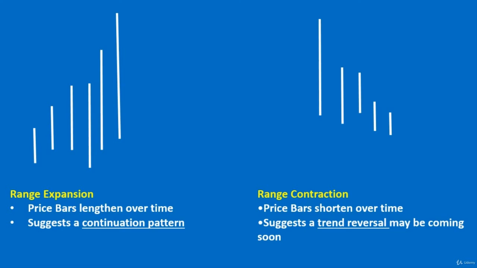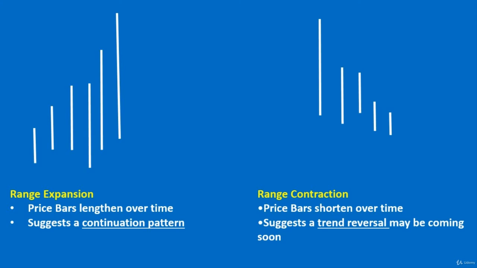So if we look at trading ranges, you can look at range expansion and range contraction. If we look at these examples here on the left, we have range expansion. You can see that the price bars, just that middle part, if we're looking at that range, are lengthening over time. Going from left to right, you can see how they tend to be lengthening. And that would suggest a continuation pattern, that if it's expanding, whichever way it's going, it could be up or it could be down, it could be continuing to go in that pattern, or continuation.